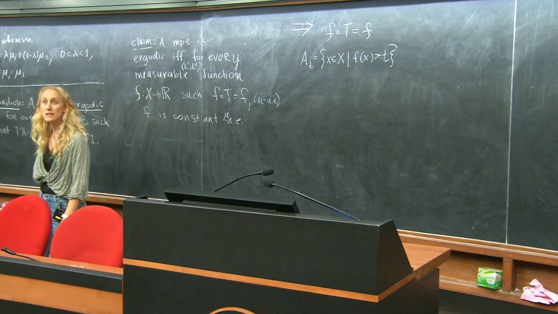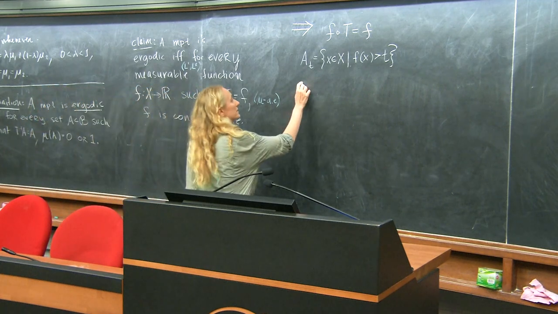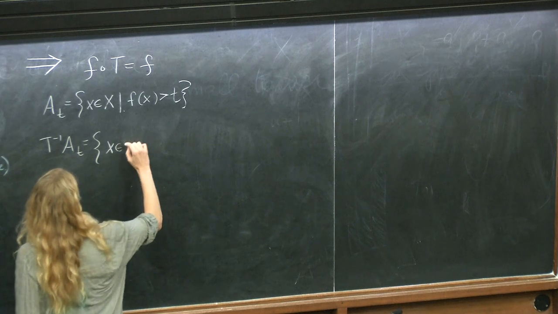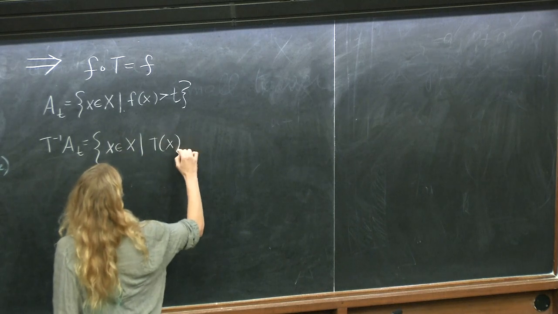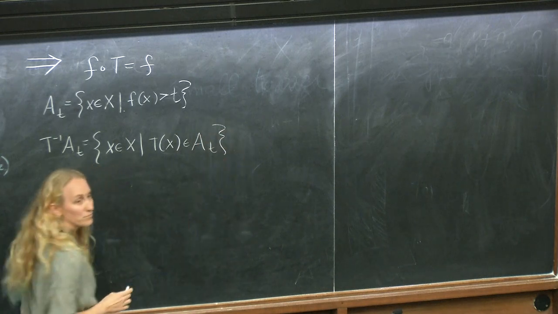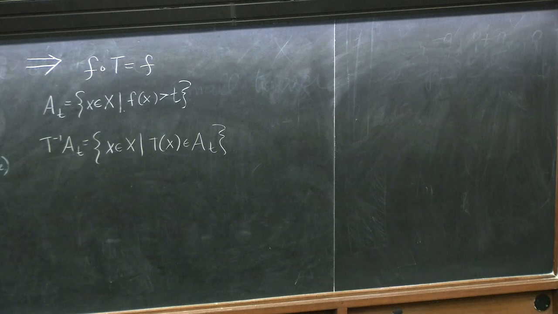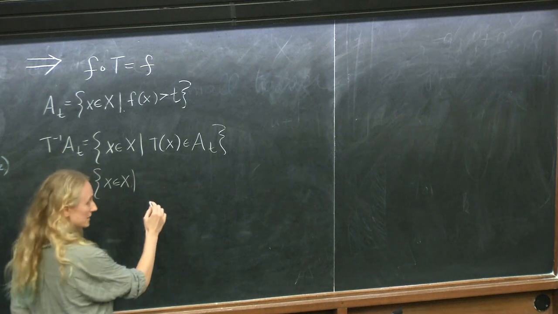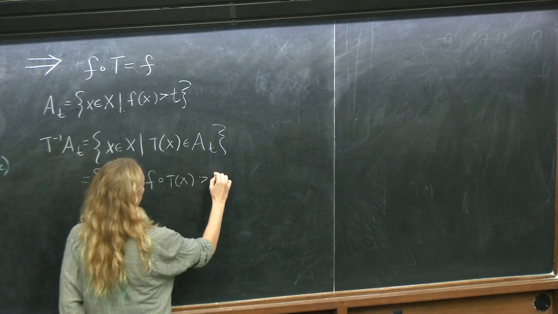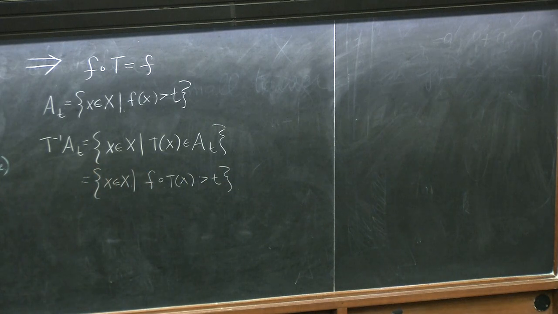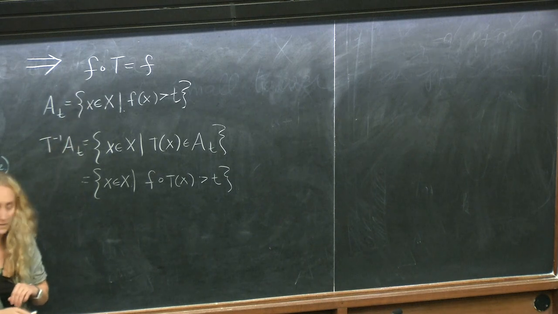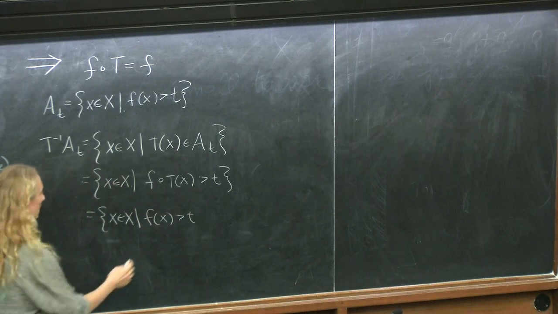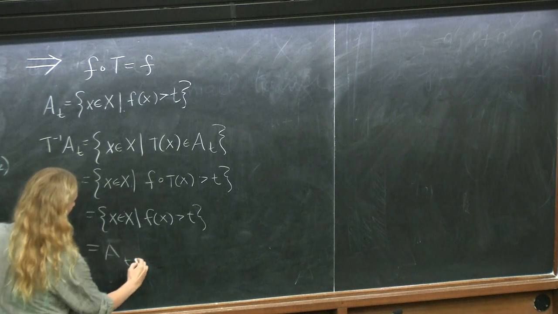And then I use this definition 1. So let's do T-inverse of A_t. Well, this is the set of x in X such that T(x) is in A_t, right? Well, I can write this also as the set of x in X such that F composed with T of x is greater than t. Well, I'm assuming that F is T-invariant. So this is just the set of x such that F(x) is greater than t. And now I've returned to it just being A_t.